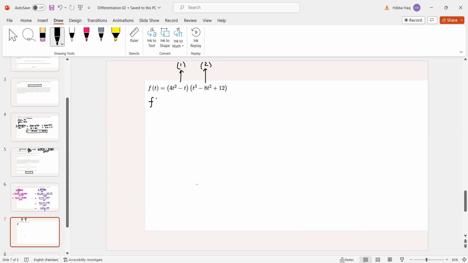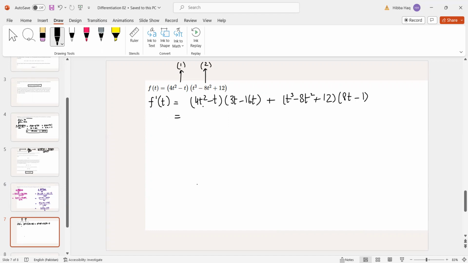So if I'm differentiating f dash t, I'm applying the product rule over here. The first function comes as it is. I have 4t square minus t, multiplied with the differential of the second function. So I'm going to differentiate each of the terms. t cube gives me 3t square minus 8t square gives me minus 16t and 12 becomes 0. Plus, now I'm going to write the second function first. So t cube minus 8t square plus 12, which gets multiplied with the differential of the first function that comes out to be 8t minus 1.